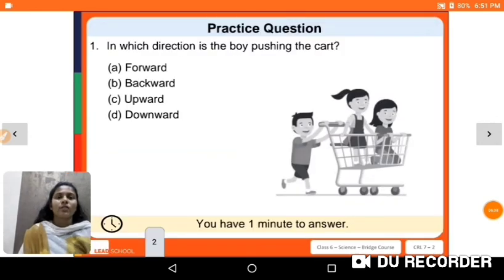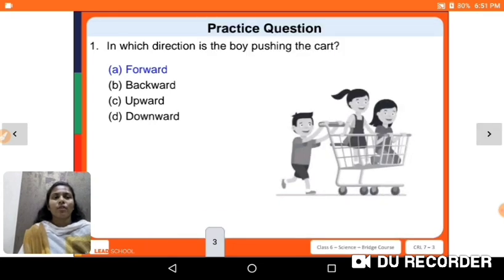So first question, in which direction is the boy pushing the cart? Options are forward, backward, upward, downward. The boy is pushing the cart. The boy pushes this trolley from behind, so where does the trolley go? It goes ahead, it moves forward. So the answer is forward direction.